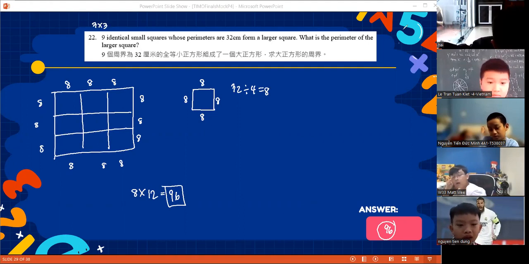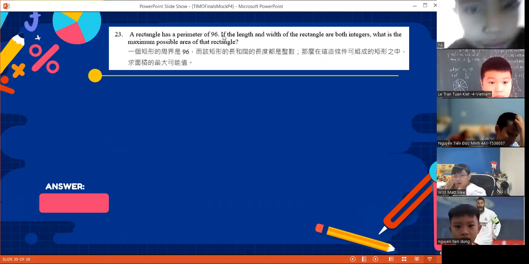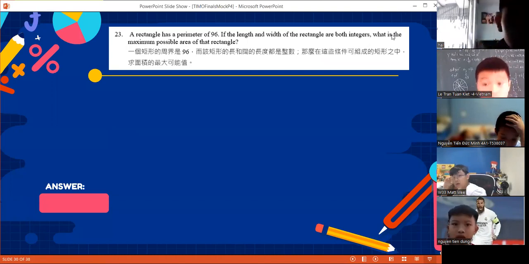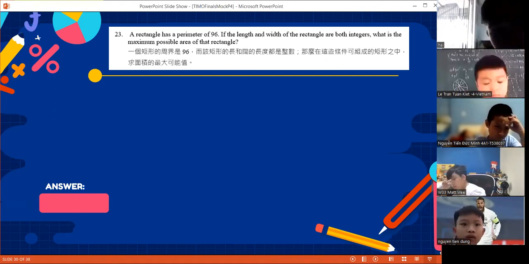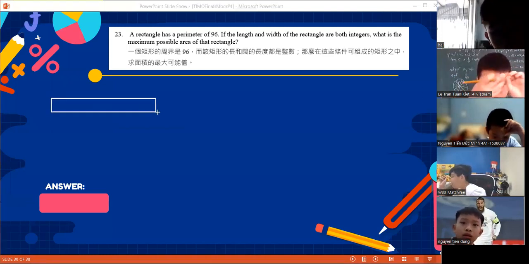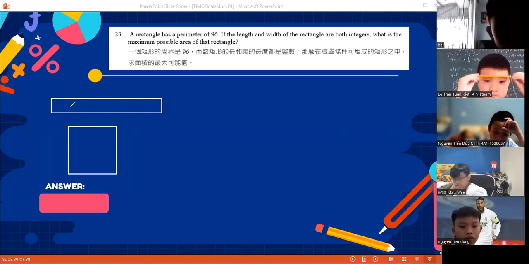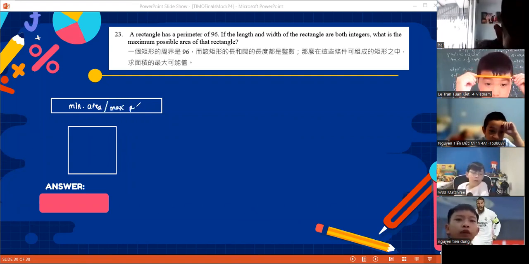Okay, let's proceed with the next number. This is quite easy. A rectangle has a perimeter of 96. If the length and width are both integers, what is the maximum possible area of that rectangle? Again, maximum possible area. If you want the maximum possible area, you have two choices, this rectangle or this rectangle. Take note, a square is a rectangle.